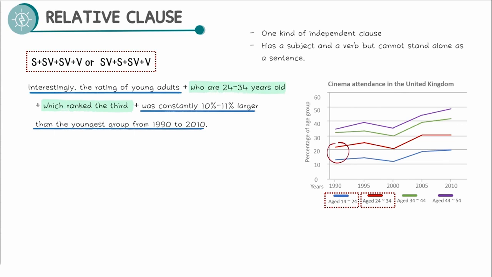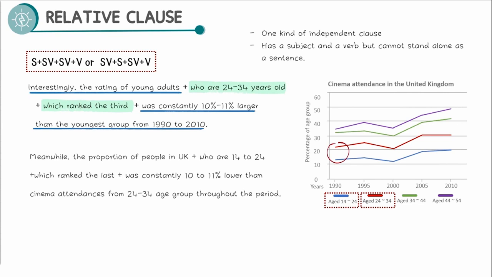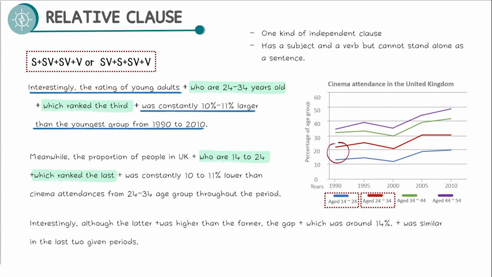Here are other examples. Meanwhile, the proportion of people in UK who are 14 to 24, which ranked the last, was constantly 10 to 11% lower than cinema attendances from 24 to 34 age group throughout the period. Interestingly, although the latter was higher than the former, the gap, which was around 14%, was similar in the last two given periods. Remember that with the use of relative clause, you are adding more detail to your main sentence, which make your sentence superior.